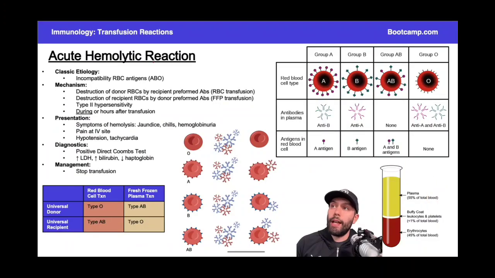Now, the acute hemolytic reaction is probably the highest yield of the group. And so that's why I think it's a good one to start with. But not only that, I think this is a great opportunity to talk about these red blood cells and review what antigens are typically going to be on the surface of our red blood cells.